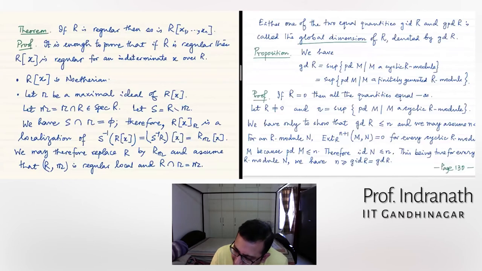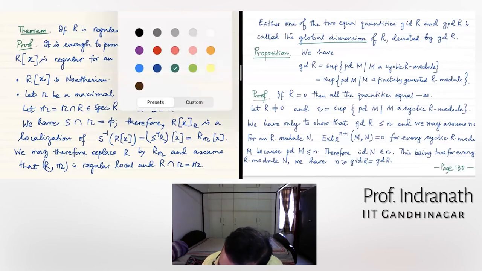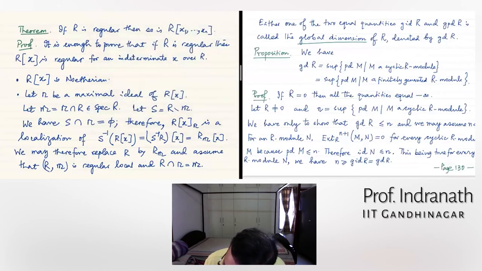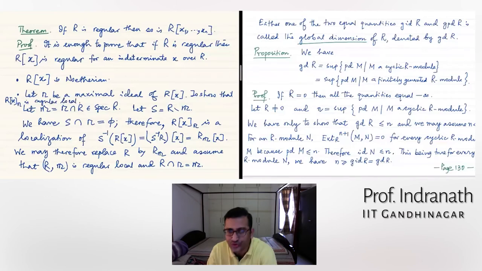So you start with the maximal ideal N of R[X]. Basically, what do we want to show? Maybe I should have added it here. Let me quickly add it. To show that R[X] localized at N is a regular local ring, right? That's what you want to show, basically.